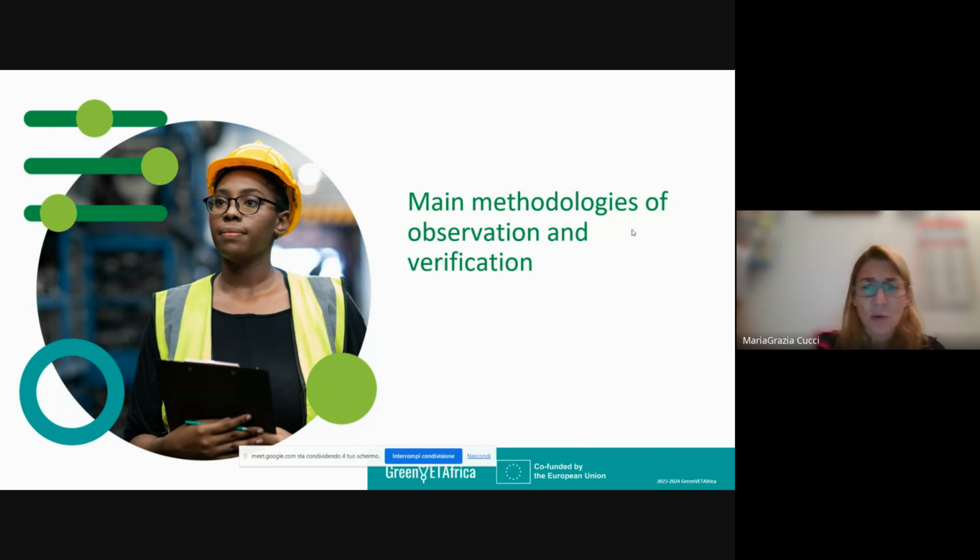After that, we have planned everything. We have to use some methodologies of observation and verification of what is going on.